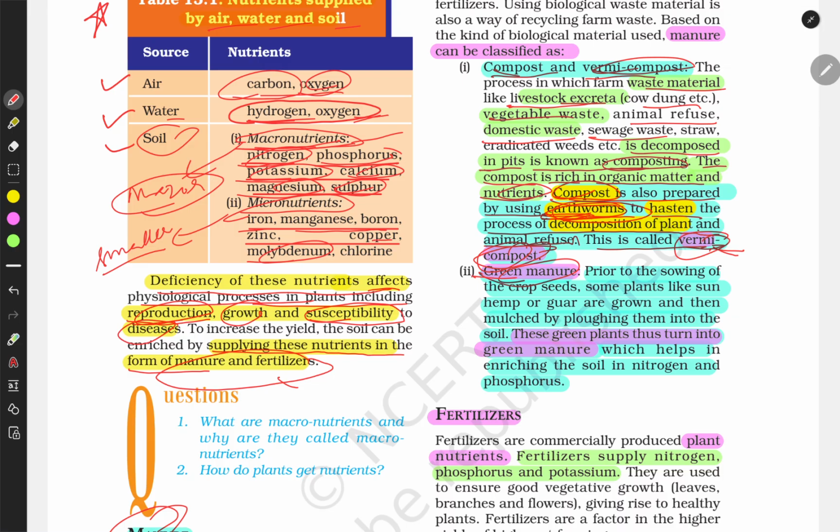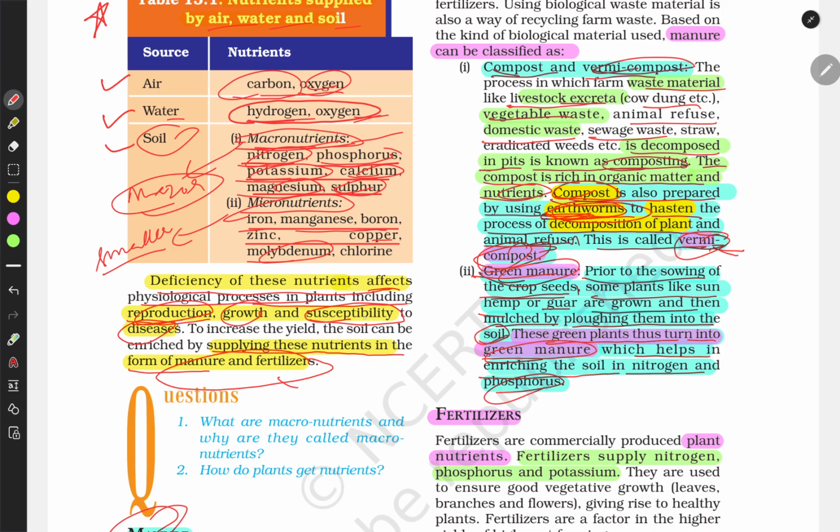Now, what is green manure? Prior to sowing crop seeds, some plants like sun hemp or guar are grown and then mulched by plowing them into the soil. These plants then turn into green manure, which helps enrich the soil in nitrogen and phosphorus.